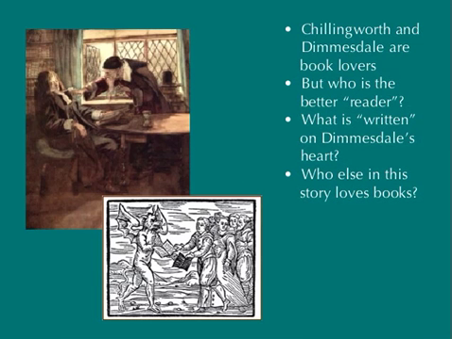Dimmesdale is not such a good reader, is he? He doesn't figure out that Chillingworth is Hester's husband, but he doesn't even completely get that Chillingworth is out to get him. He understands that there's something evil about Chillingworth, and he's afraid of him, yet he doesn't throw Chillingworth out. He keeps him around. So we might want to think about that. Why does Dimmesdale keep him around? What exactly is going on with their relationship?